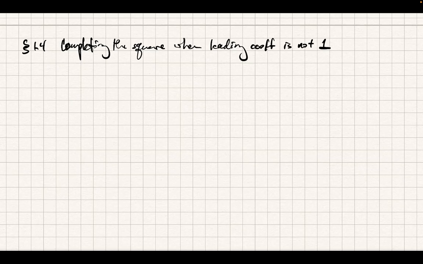Why did we learn this after the homework was due? So here's completing the square, leading coefficient is not 1. So if I say solve 2x squared plus 8x plus 3.